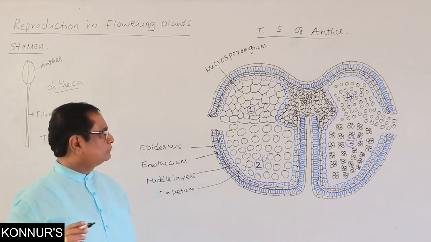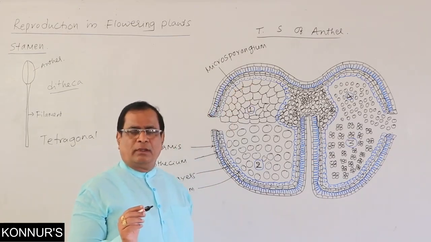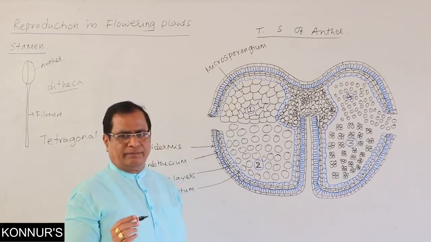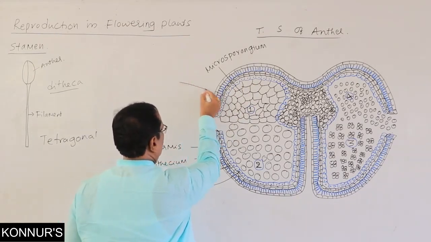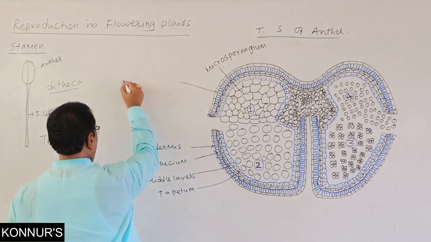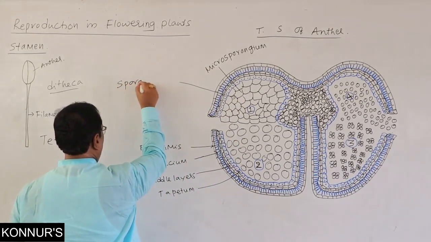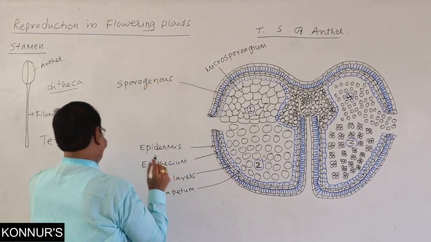And then each microsporangium in young condition has a homogeneous tissue. That homogeneous tissue is named sporogenous tissue.